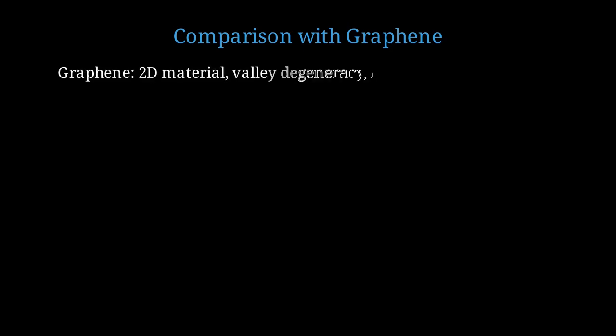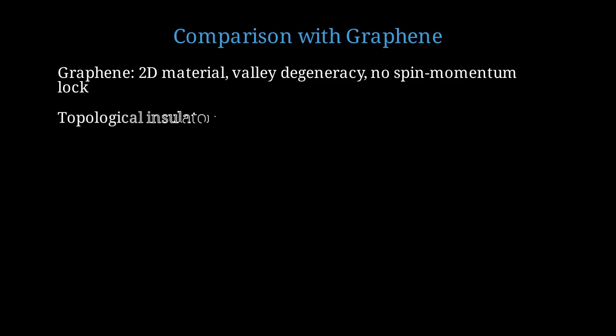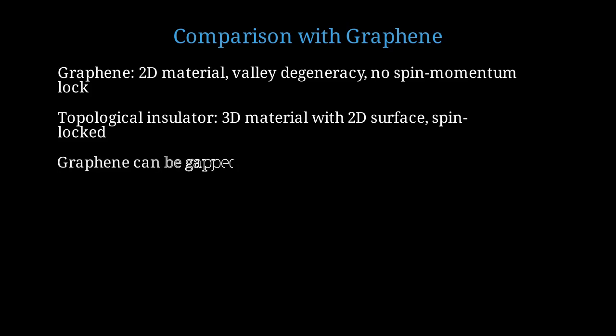It's instructive to compare topological insulators with graphene. Both have Dirac fermions and linear dispersion. Graphene is a purely two-dimensional material with valley degeneracy. It does not have intrinsic spin momentum locking. Topological insulators are three-dimensional materials with conducting two-dimensional surfaces. The spin momentum locking is built in by topology. Graphene's Dirac point can be gapped by substrate effects or strain. The topological insulator surface cannot be gapped without breaking time reversal symmetry.